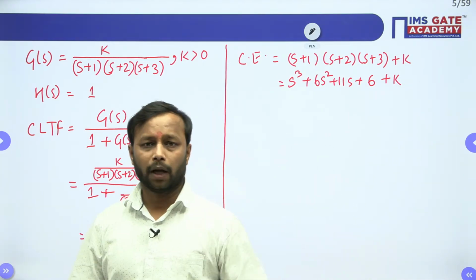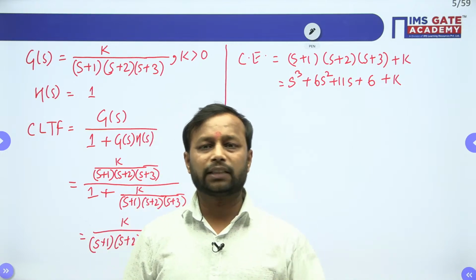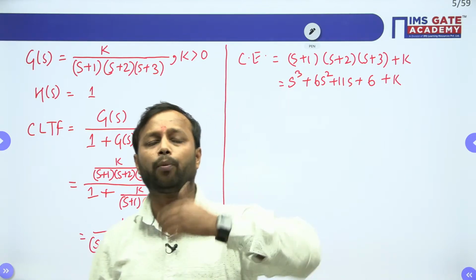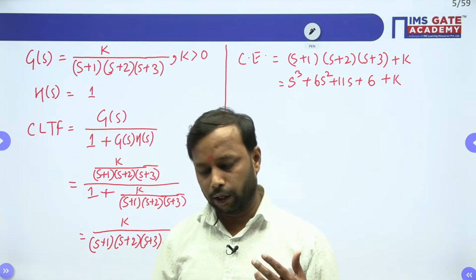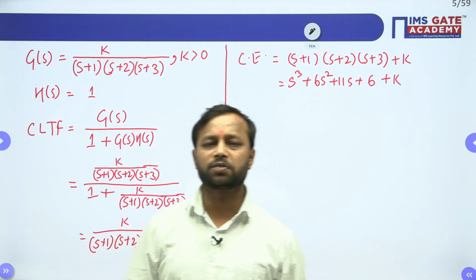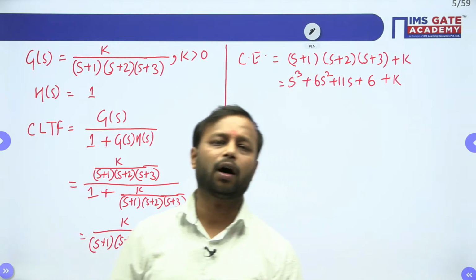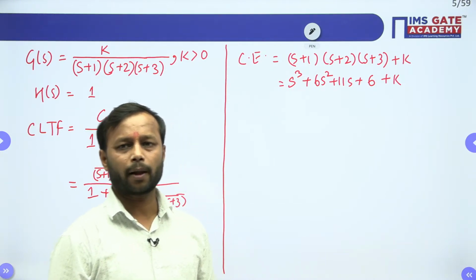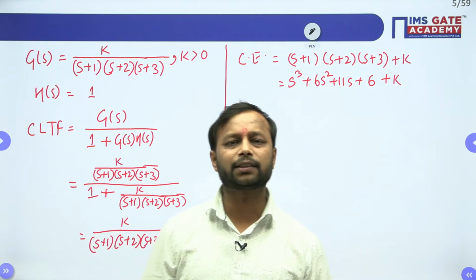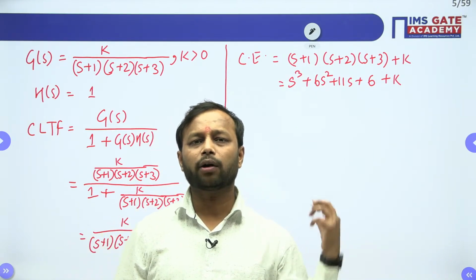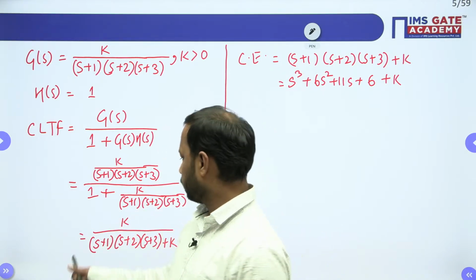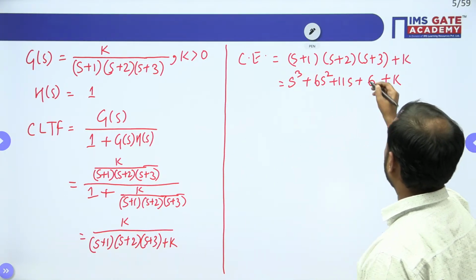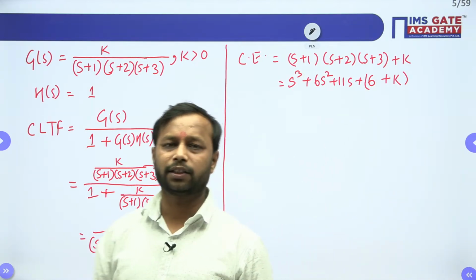Now one more thing here, the stability of the closed loop system is decided by the numerator of the CLTF or the denominator of the CLTF. Everybody please answer. So closed loop system stability is given by denominator or numerator? It is given by the denominator. So this is your denominator part of the CLTF. Now this is s cubic plus 6s square plus 11s plus 6 plus k. This is the characteristic equation that we have.